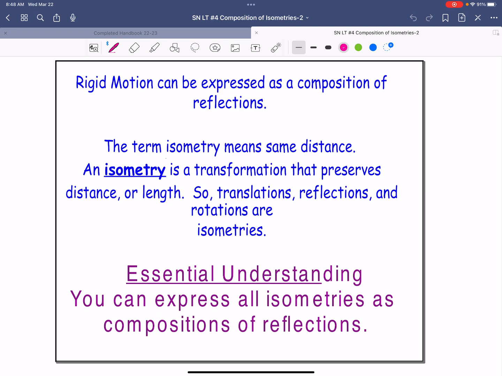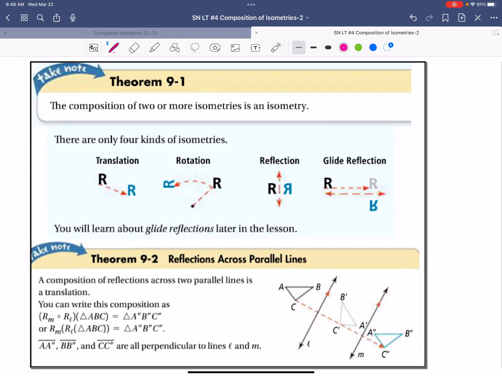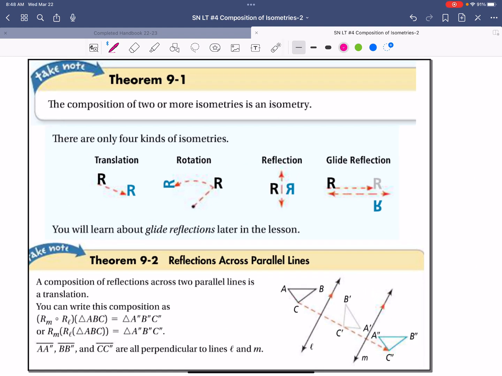The term isometry means the same distance. An isometry is a transformation that preserves distance or length. So we have translations, reflections, and rotations are all types of isometries. They're also forms of what we call rigid motion. You can express all isometries as compositions of reflections, which is interesting. The composition of two or more isometries is an isometry.